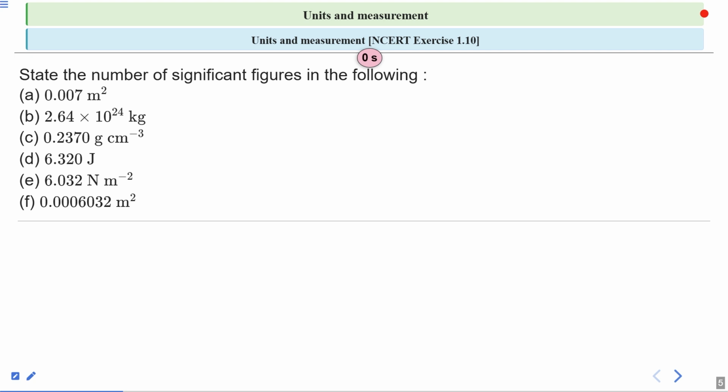And what about part B? How many significant figures are there in part B? Yes, part B, 3 is the correct answer. And part C. Part C, there is a 0 after the decimal point. Yes, part C has 4 significant figures. Very good. Part D.